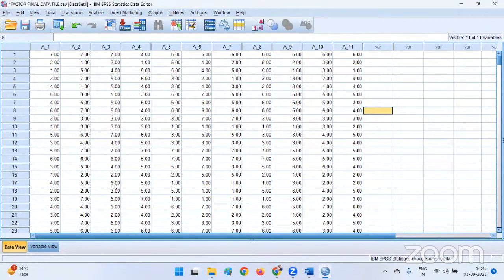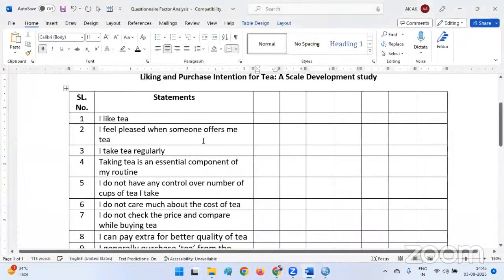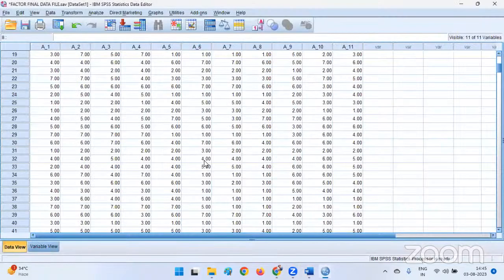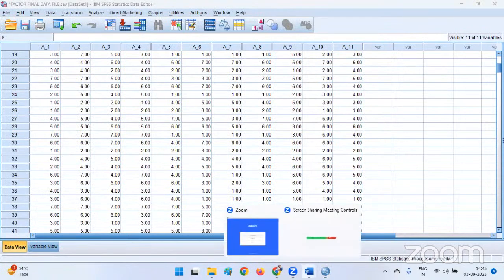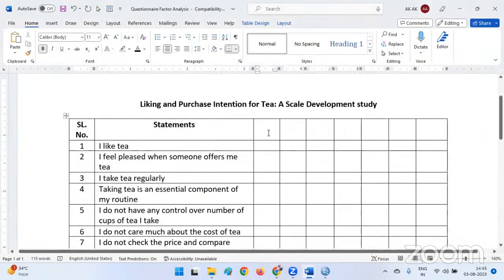This is the data that has been collected for 11 statements, okay? And the data is on a 7-point Likert scale. So strongly agree is 7, then 6, 5, 4, 3, 2.